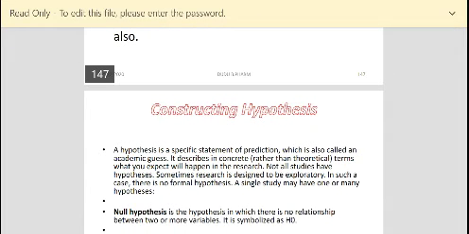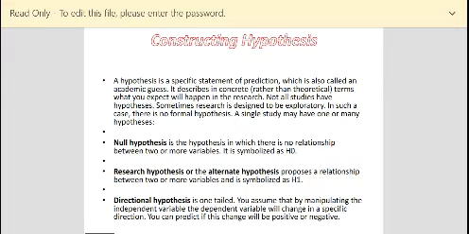We also have what we call a thesis or hypothesis. How do we construct the hypothesis? And what is a hypothesis? We are going to see what a hypothesis is and how we can formulate or construct a hypothesis. A hypothesis is a specific statement of prediction, which is also called an academic guess.